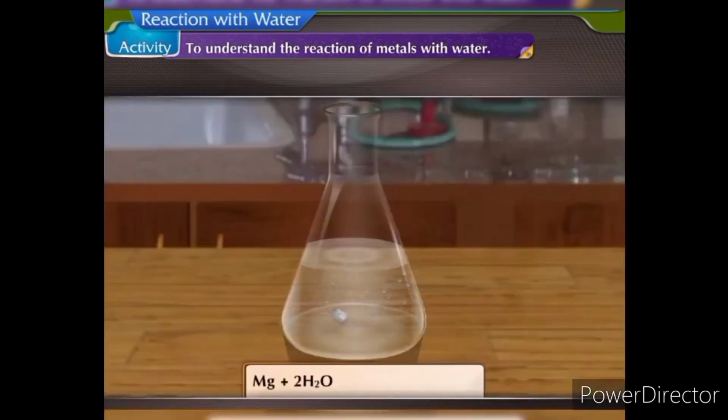Magnesium reacts with hot water to produce magnesium hydroxide and hydrogen gas. The metal starts floating in water due to the bubbles of hydrogen gas sticking to the metal surface.